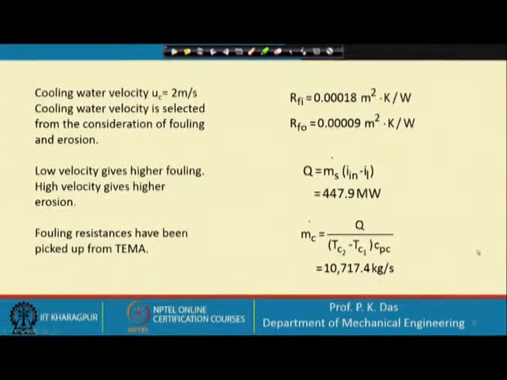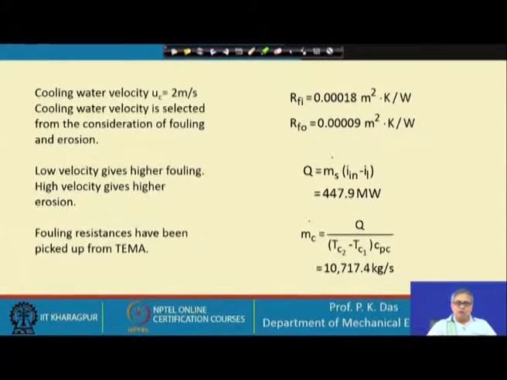Next slide, the cooling water velocity has been selected as 2 meter per second. This is a problem statement. Now, cooling water velocity is selected depending on two considerations. If we have very low velocity, then we will have a tendency for fouling. If we have high velocity, then we will have erosion, lesser tube life and problems of tube leakage, etc. And again, higher velocity will generally give higher pressure drop and higher pumping power.